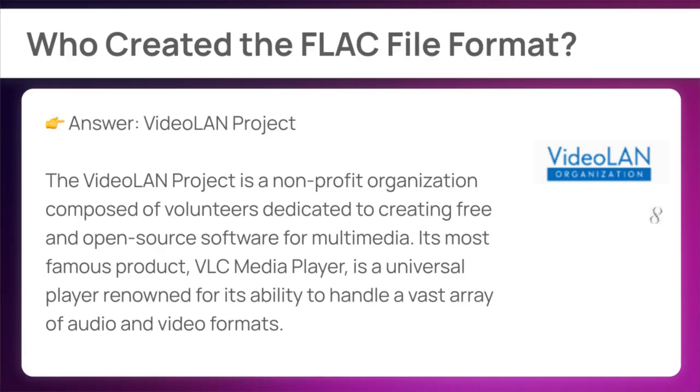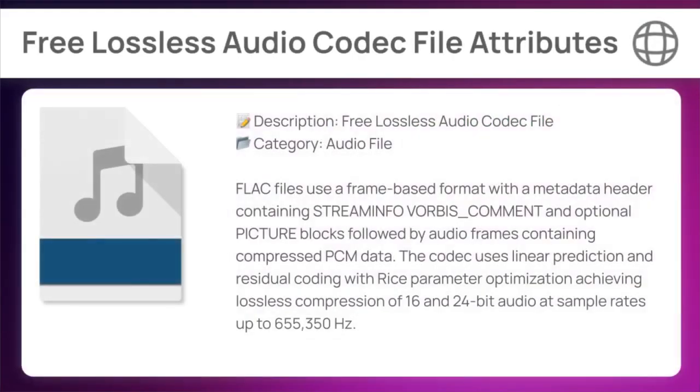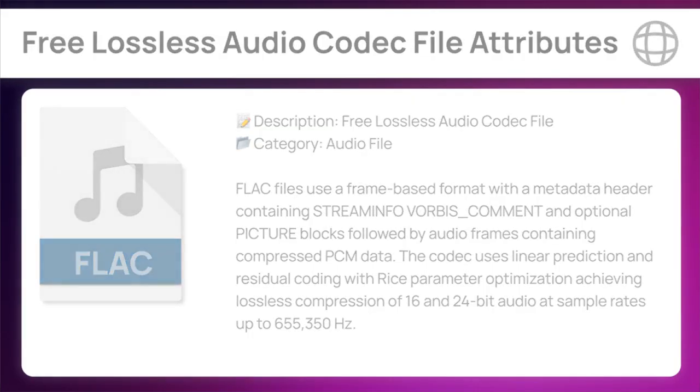audiophile music collections. FLAC files use a frame-based format with a metadata header containing STREAMINFO, Vorbis comment, and optional picture blocks, followed by audio frames containing compressed PCM data. The codec uses linear prediction and residual coding with Rice parameter optimization, achieving lossless compression of 16 and 24-bit audio at sample rates up to 655,350 Hz.